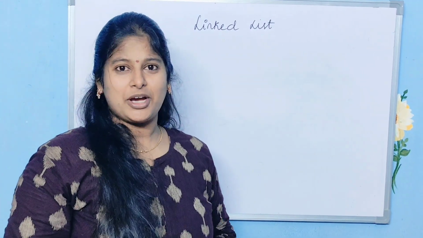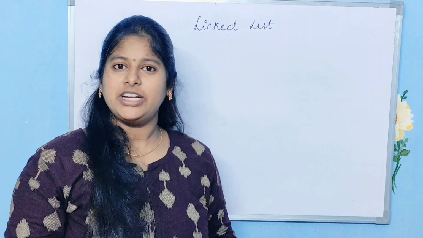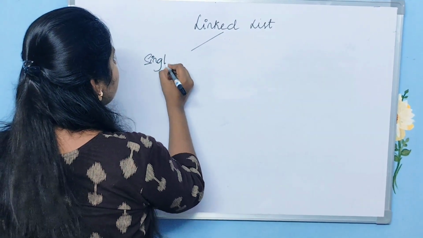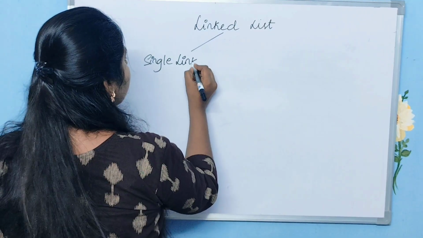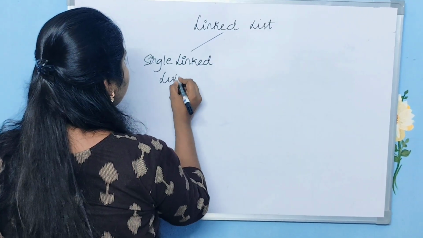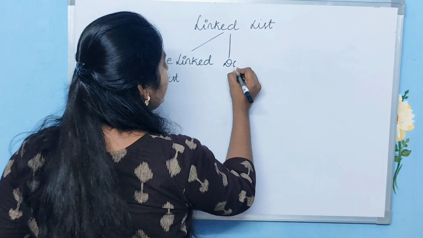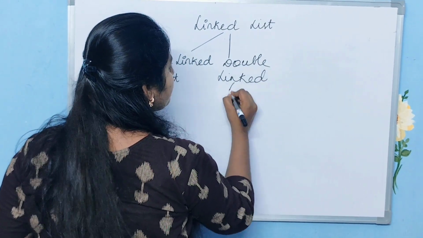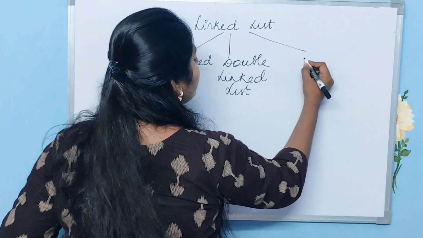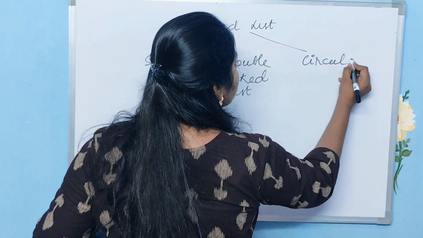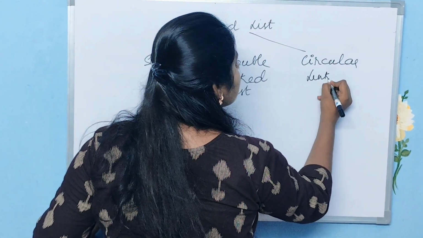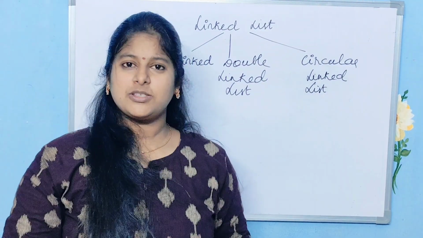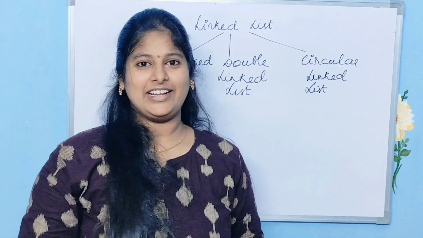Today we are going to learn the topic types of linked list. We have three types of linked list. Those are: one is single linked list, second one is double linked list, and third one is circular linked list. Okay, I will explain each topic in detail.